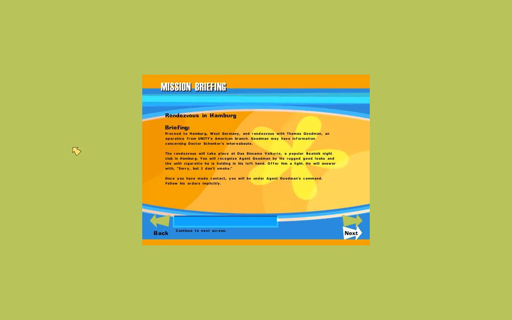You will recognize Agent Goodman by his rugged good looks and the unlit cigarette he is holding in his left hand. Offer him a light. He will answer with, "Sorry, but I don't smoke." Once you have made contact, you will be under Agent Goodman's command. Follow his orders implicitly.